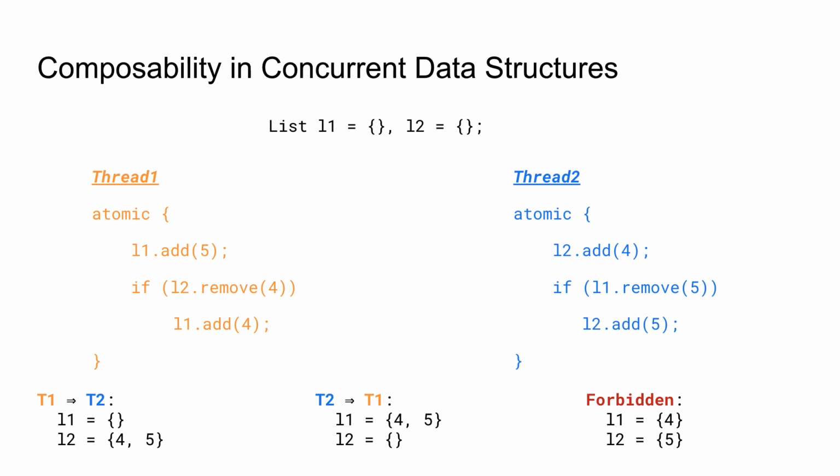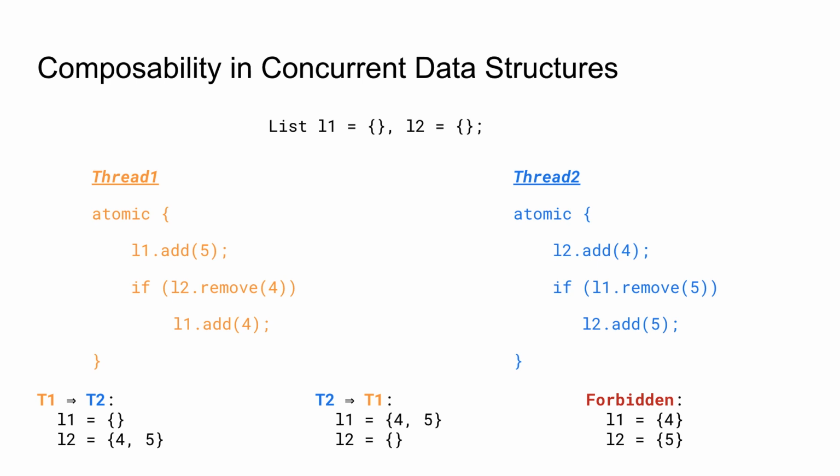Each thread is trying to update both lists, but the control flow depends on the state of the lists. We want each thread's entire set of instructions to appear to happen indivisibly. So, for example, it is okay for T1 to completely happen before T2, in which case the final state will be that L1 is empty and L2 has the values 4 and 5. It is also okay for T2 to happen completely before T1, in which case the final state will be that L1 has the values 4 and 5, and L2 is empty.